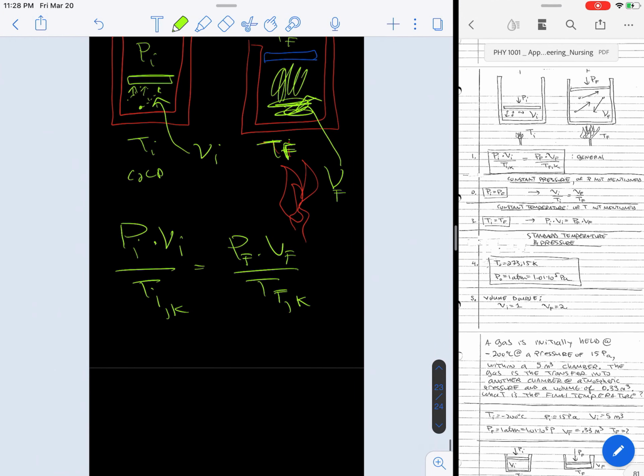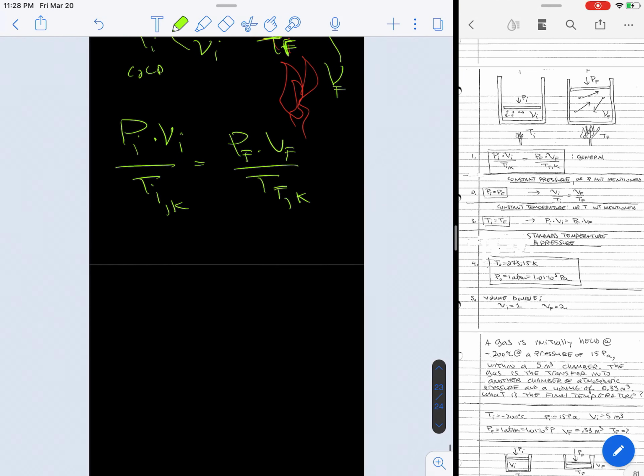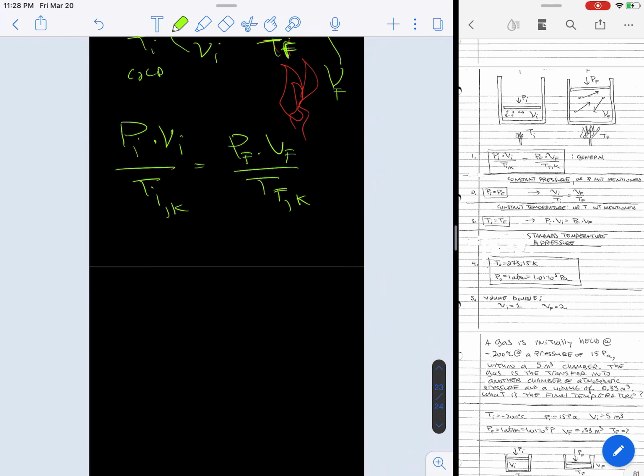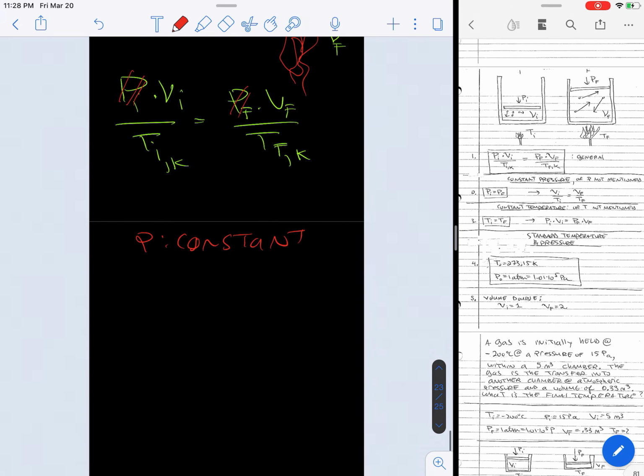The equation in this case is the same formula, but now we're going to assume that the pressure is constant. So a specific application of this one is if the pressure is constant, they're just going to cancel out of this equation, and you're going to be left with this formula. In a case where you have a constant pressure, this is going to be initial volume divided by initial temperature in kelvins equals final volume divided by final temperature in kelvins.